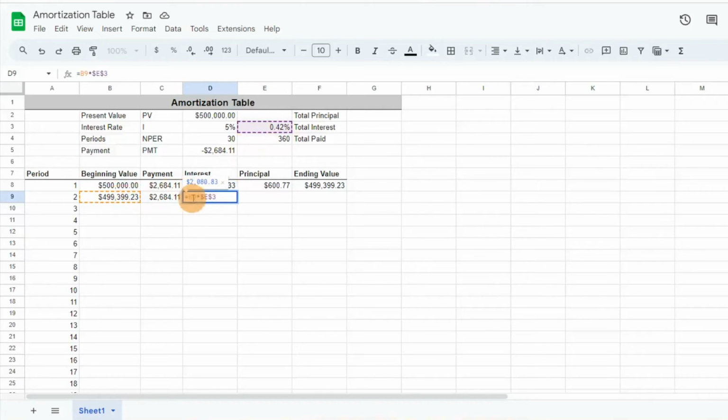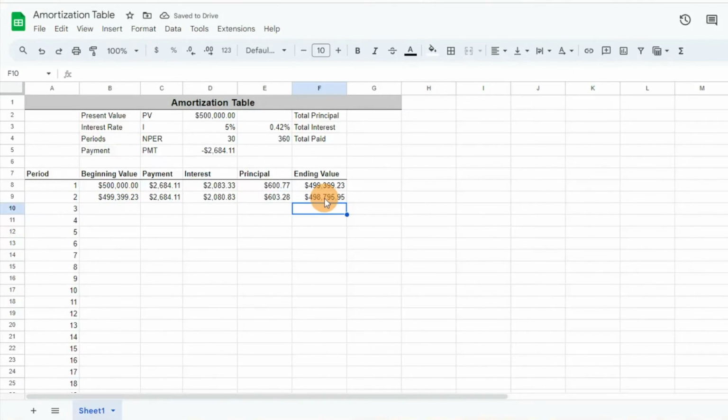So again, that's kind of why I went through that same math. But essentially, it's the beginning value times our monthly interest rate, and then principal. Again, we can drag that down because it's only referring to data in our amortization table. And then again, the ending value, we can drag that down, because it's just the beginning value minus the principal value.